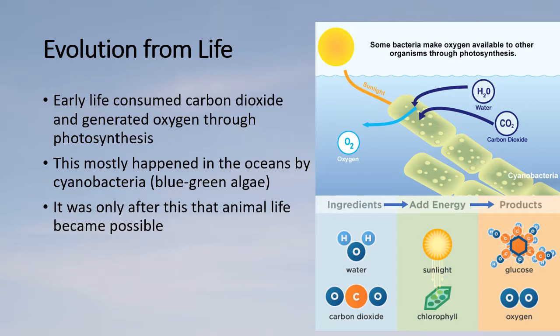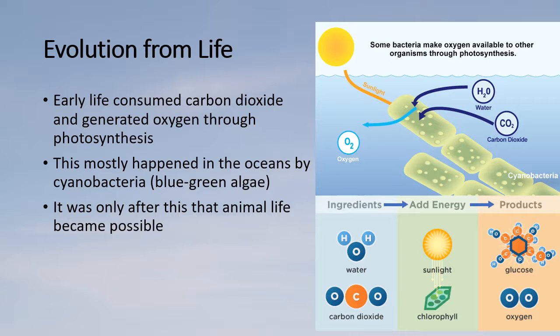Eventually, our atmosphere evolved because of life forms. Our early life consumed carbon dioxide and generated oxygen through photosynthesis. This mostly happened in our oceans by what we call cyanobacteria. This is a blue-green algae.